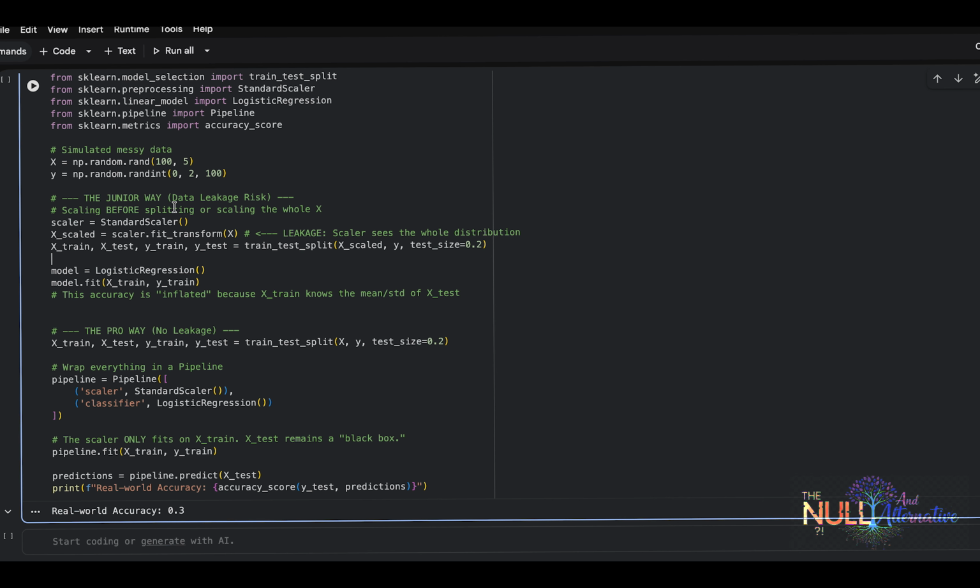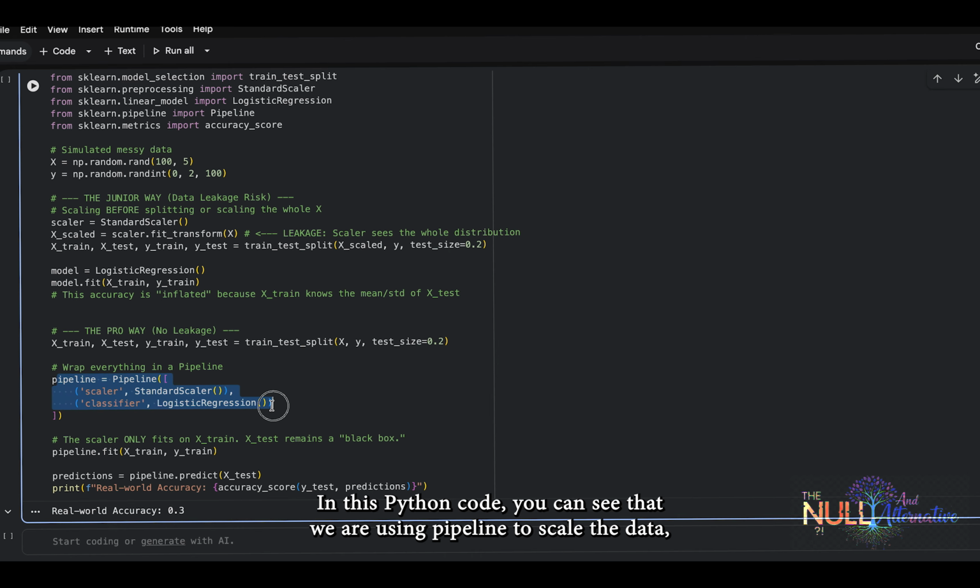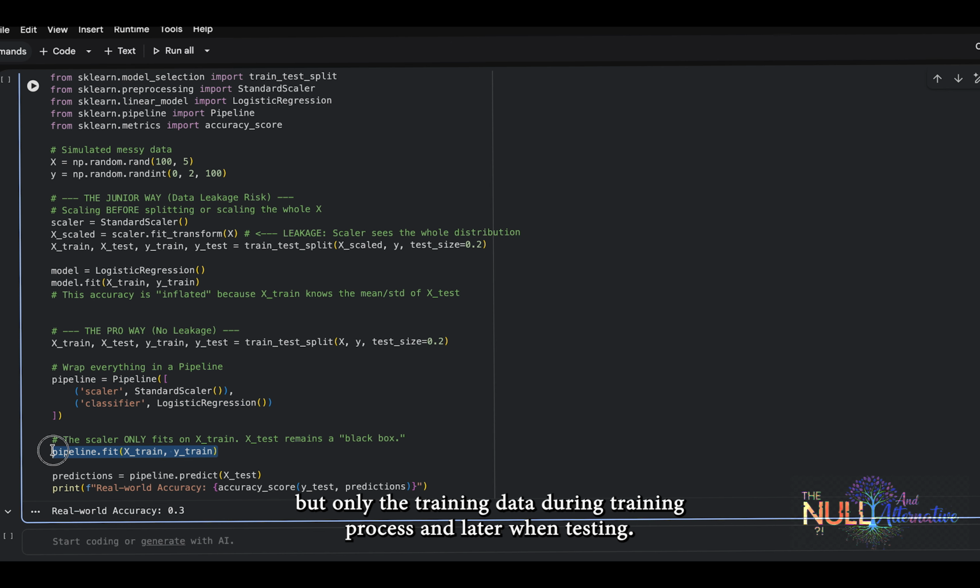And second is pipeline. In this Python code, you can see that we are using a pipeline to scale the data, but only on the training data during the training process, and later when testing, we do the scaling process again for the test data. So this is how we use a pipeline to prevent data leakage.